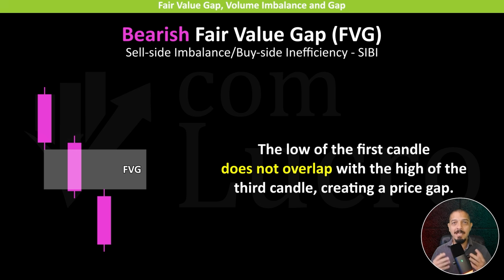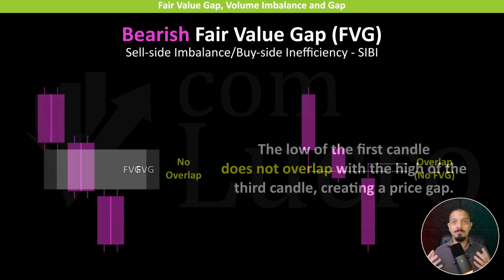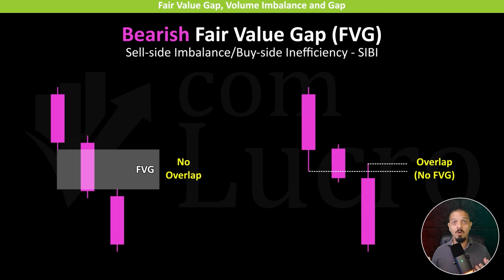Let us make the same comparison for bearish structures. On the left, there is no overlap between the lower shadow of the first candle and the upper shadow of the third candle, resulting in a bearish fair value gap. On the right, the lower shadow of the first candle overlaps with the upper shadow of the third candle, which means there is no fair value gap present.